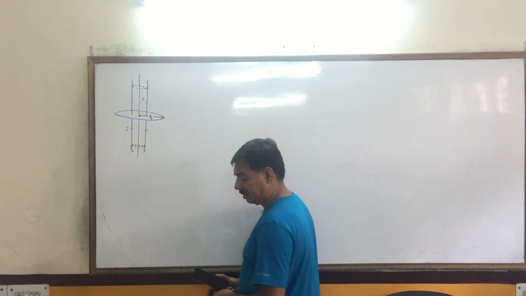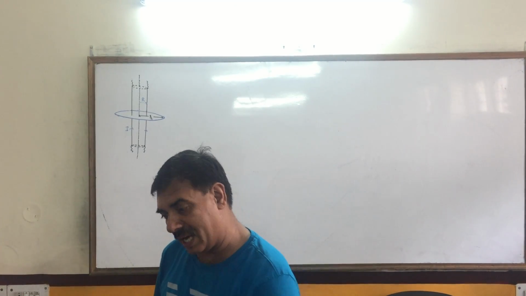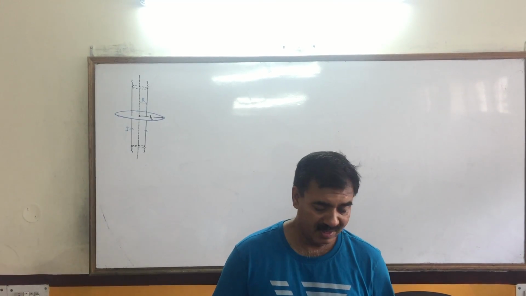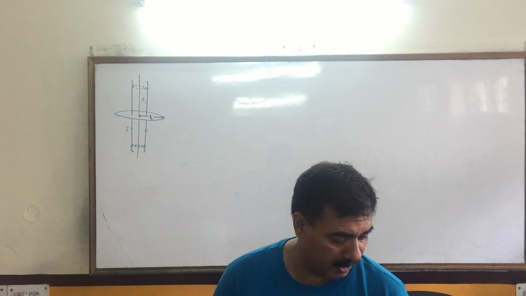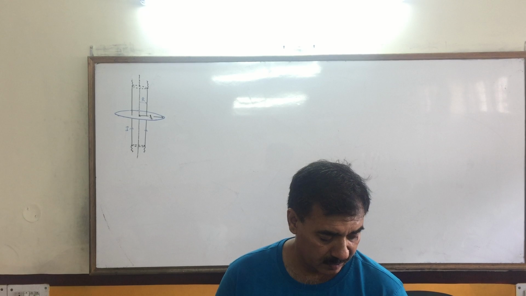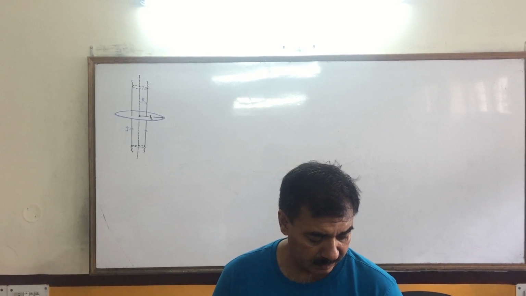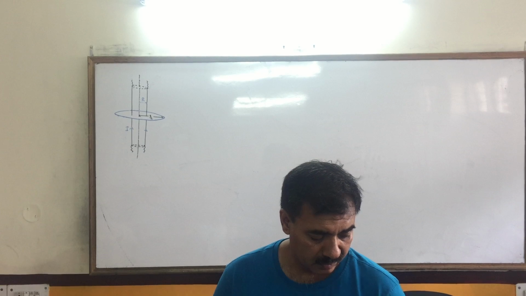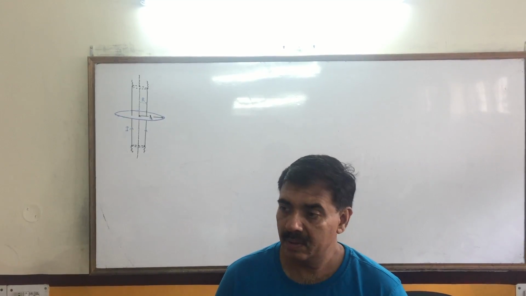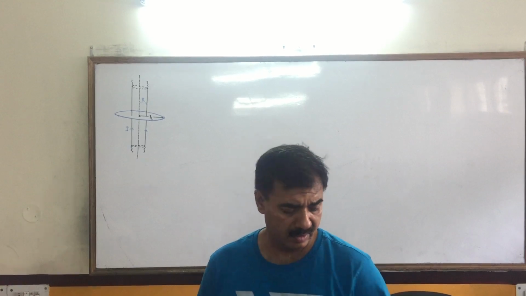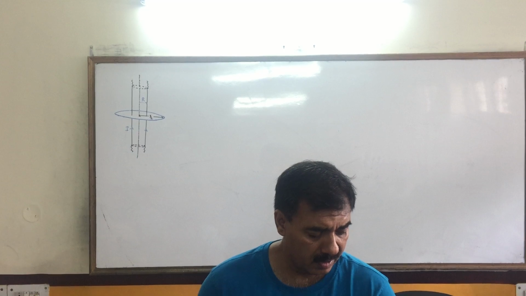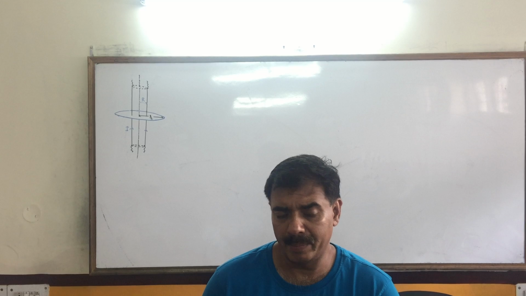Okay, let's make the article. I told you to make the diagram carefully. Consider a hollow cylindrical wire of radius R carrying a current I. We have to determine the magnetic field at a point P outside the wire, that is at a distance r greater than R from its axis.